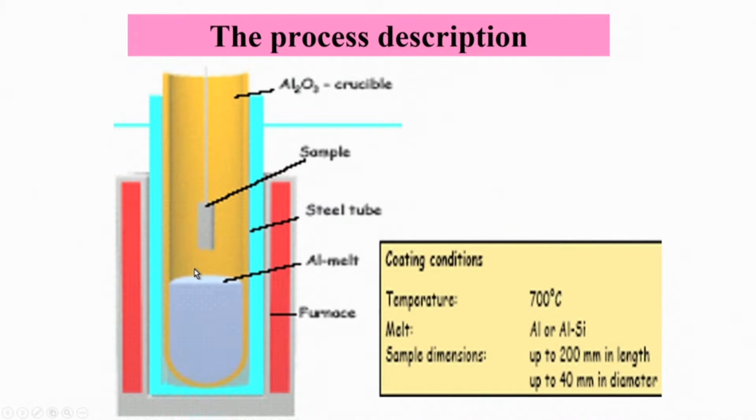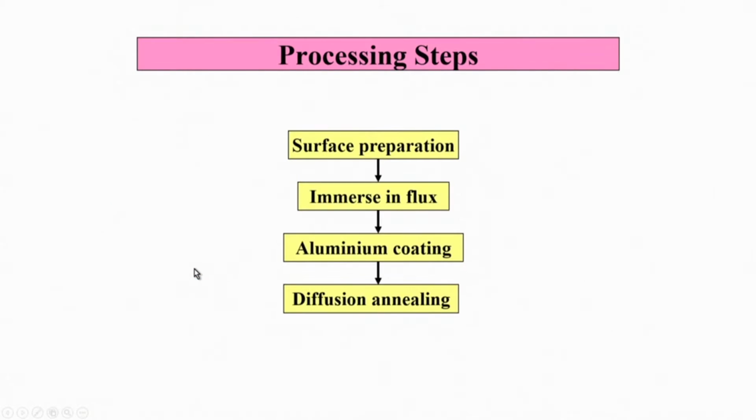So, this is about the one step process. In the two step process, what you do is prepare the surface, then immerse it in flux, molten flux, then go for the deposition dipping operation, and then go for the final annealing. So, these are the two different processes.